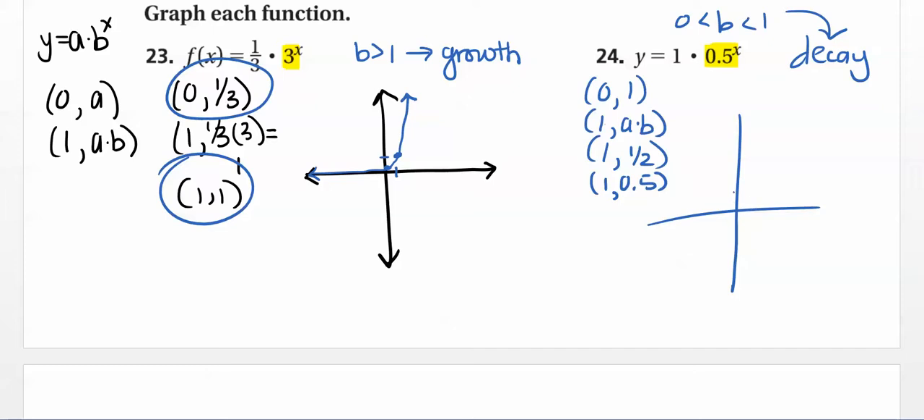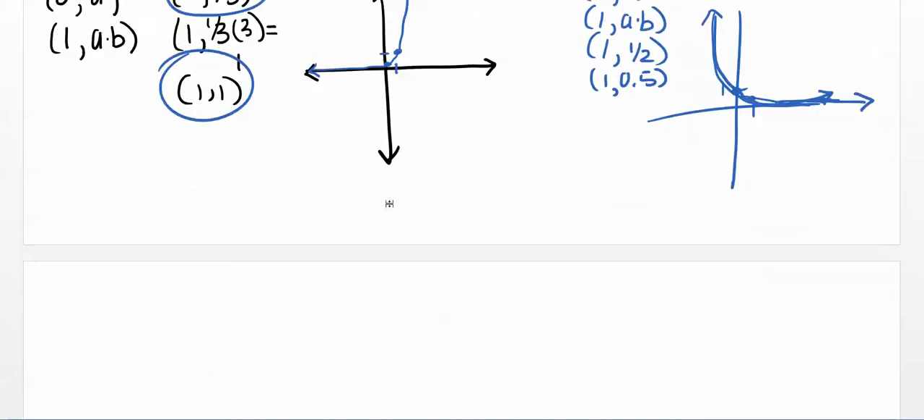So over 0 up 1, here's 1, over 1 up a half, and you can see it's falling. Using this pen is a little hard to get the graph look right. It should be going more straight, but you could just sketch it.